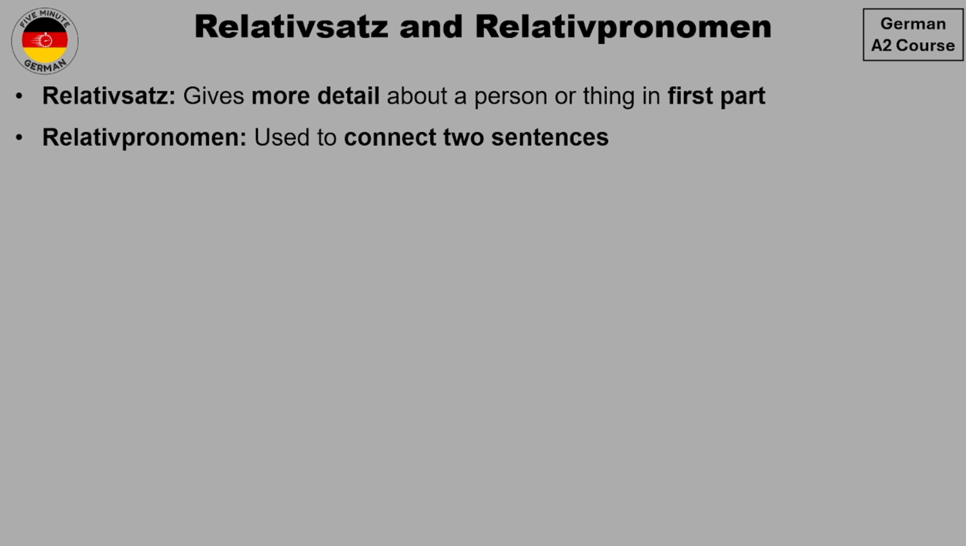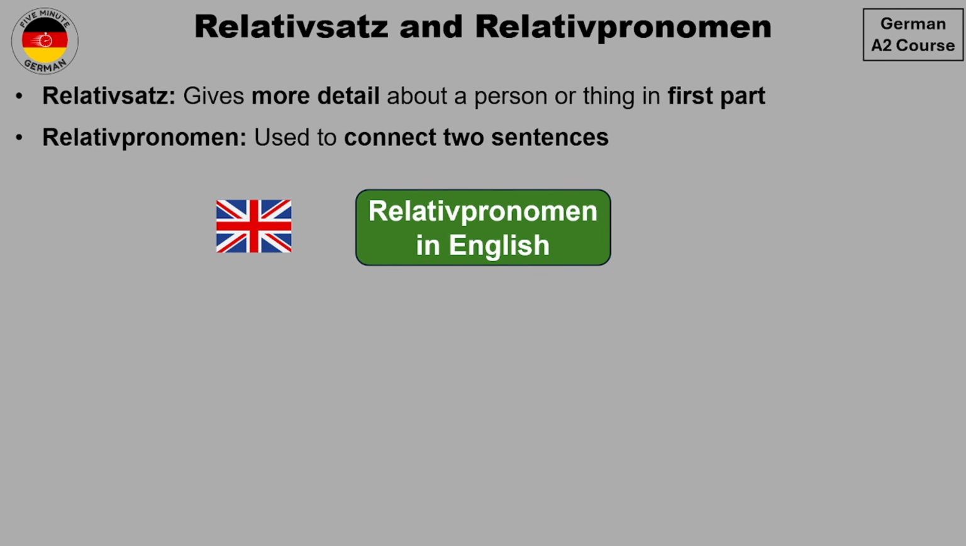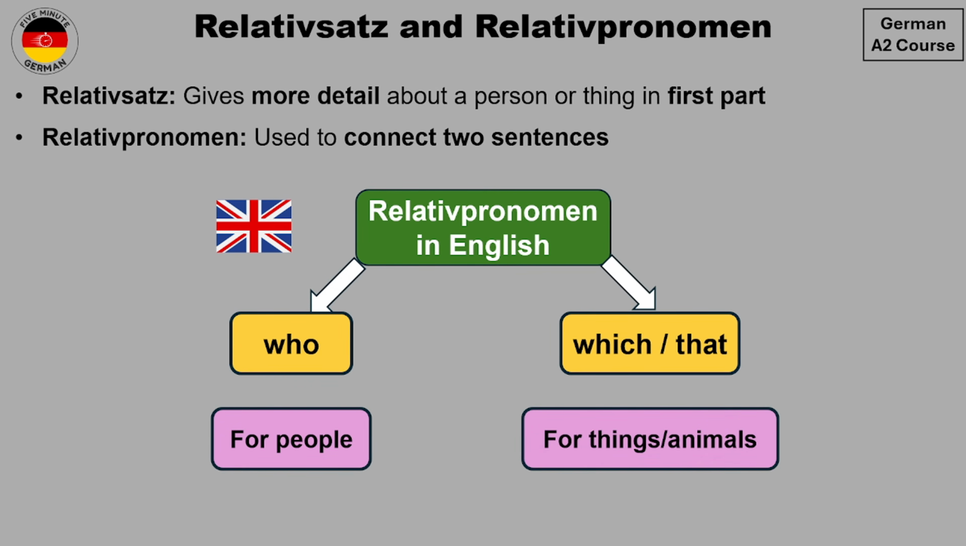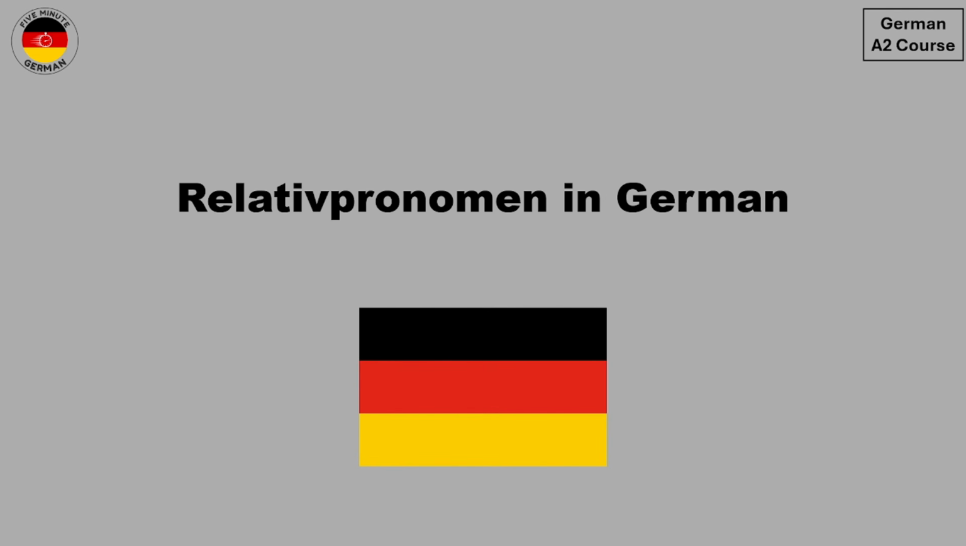And relative pronomen or relative pronouns are used to connect two sentences. In the examples earlier, we saw that the relative pronomen in English are who, which is used for people, and which or that, which is used for things or animals. So this was the basic concept of Relativsatz and relative pronomen. Now let's take a look at relative pronomen in German.